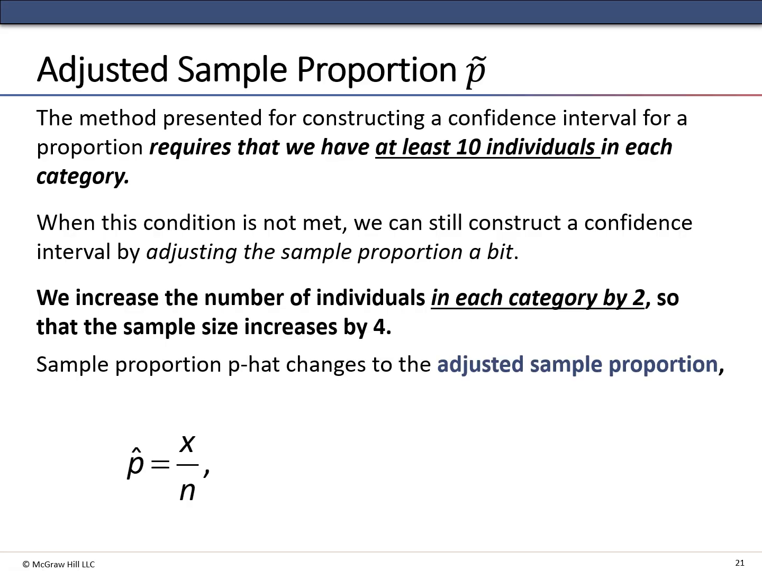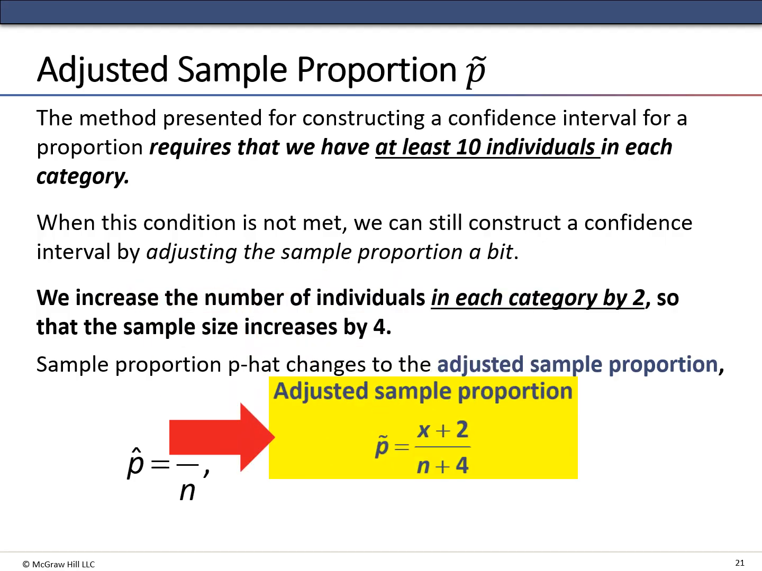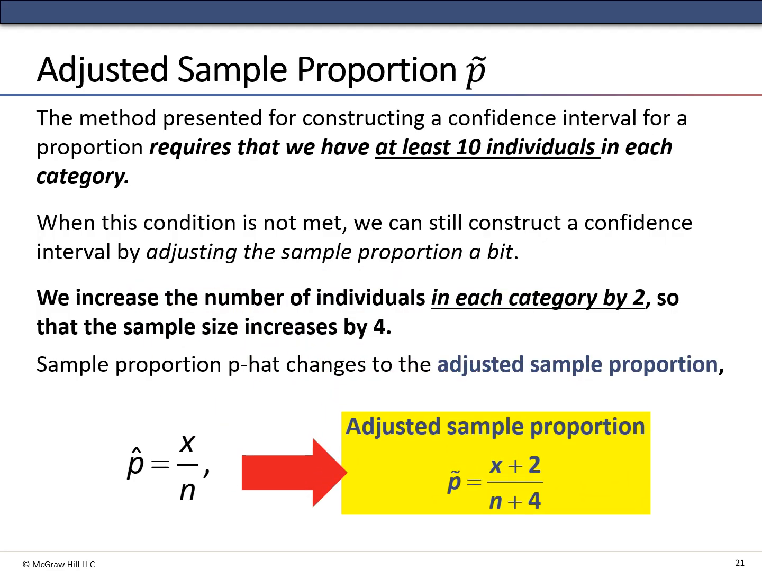Sample proportion p hat changes to the adjusted sample proportion. So this is the adjusted sample proportion. I'm kind of calling it p bar. And again, notice that we add 2 to each of the categories. Since we're adding 2 to x, the number that have the agreement, we're also going to add it to the not x, so to speak. And so that means we're increasing the whole sample size by 4.